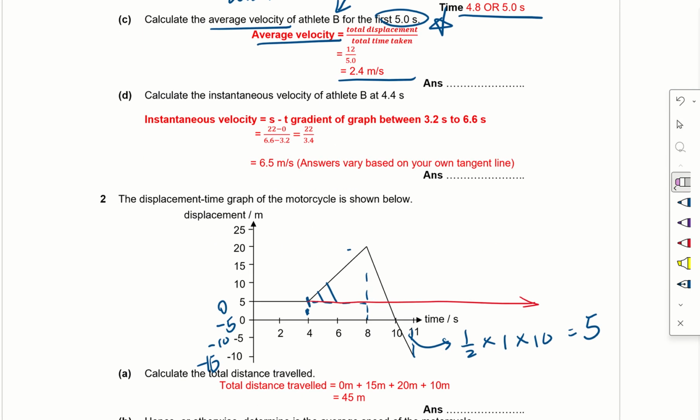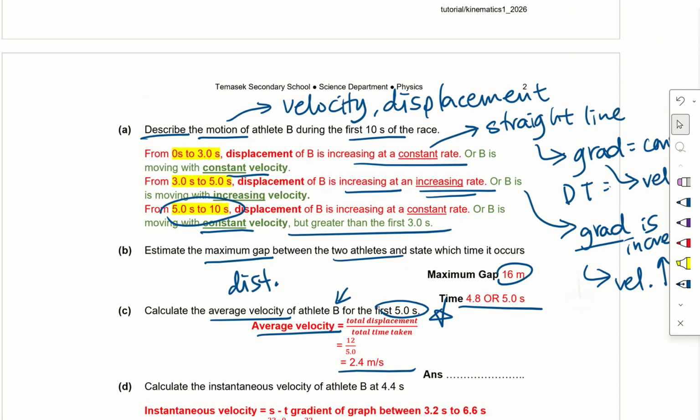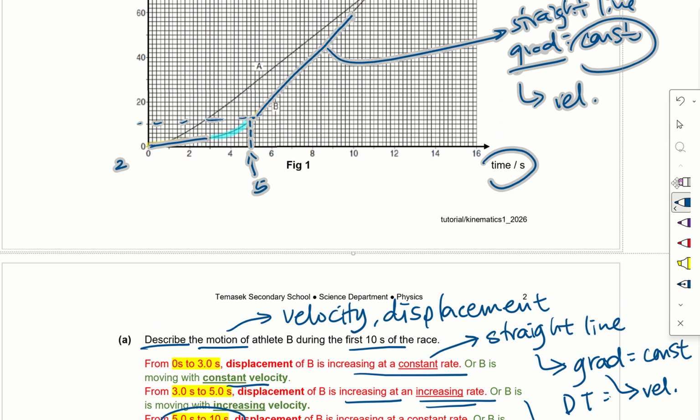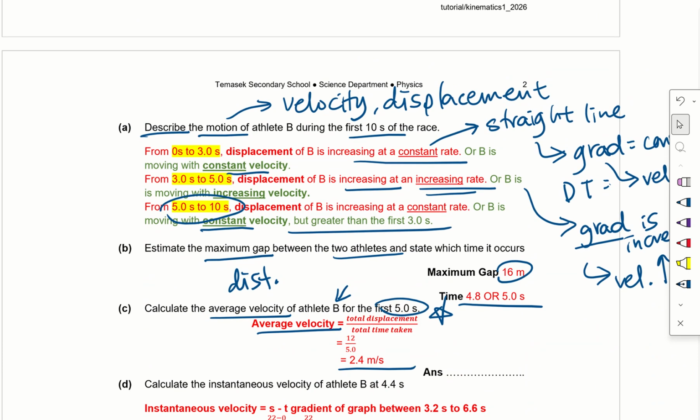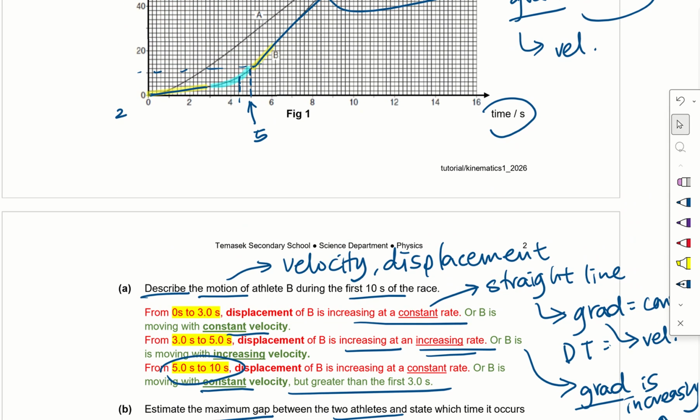Okay, at 4.4 seconds. So instantaneous velocity is actually the velocity at that point in time. If we look at 4.4 seconds, somewhere here, it is actually not... well, in order to find the velocity, you need to find the gradient, right? But you see that the gradient at this blue part is not a constant gradient. It is not a straight line.